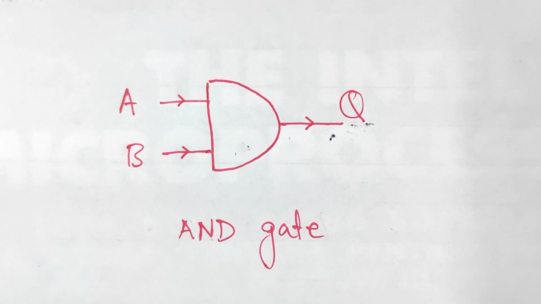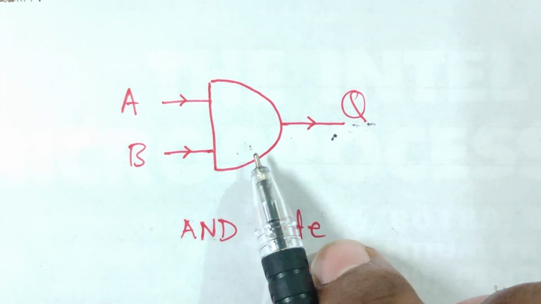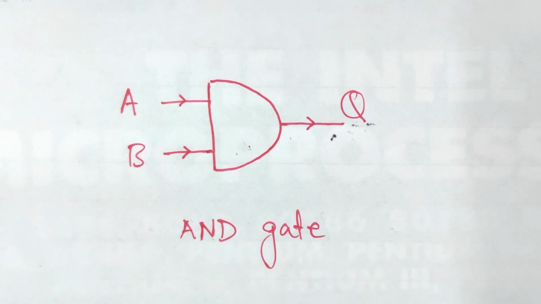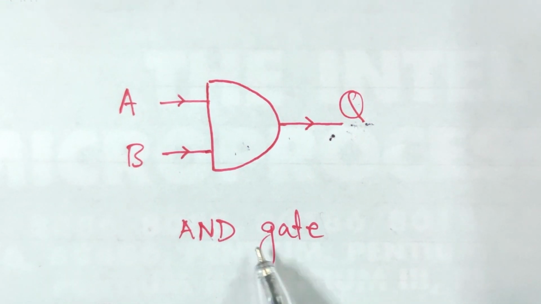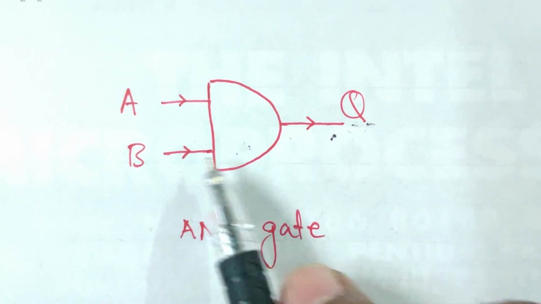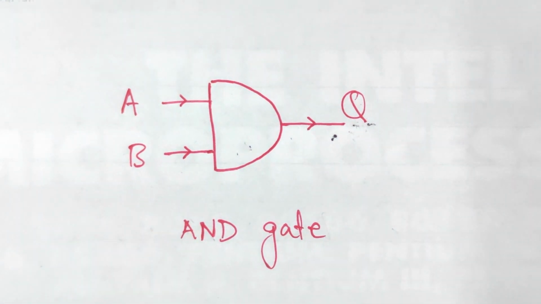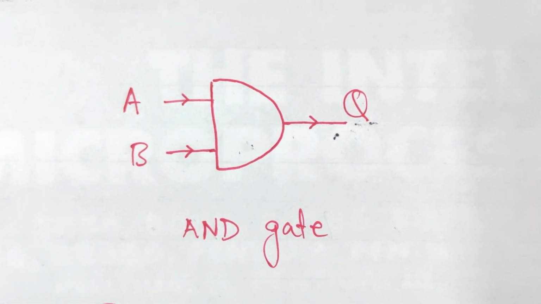Hello everyone. Most computer science students think that this is an AND gate. But no, this is just a symbol we use to represent the AND gate with inputs A, B and output Q. In this video, I am going to show you an actual AND gate.